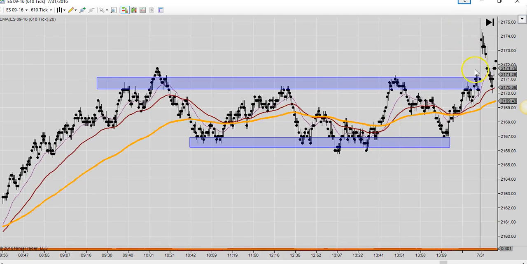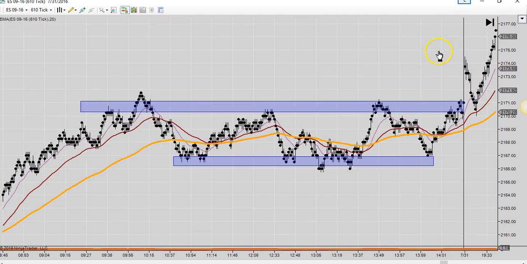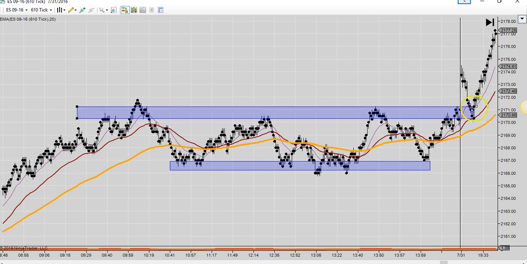And bam, this is obviously news or something, but it definitely broke through. So once I see such a serious breakout, this is where I'm looking to enter this area for another trade because chances are it broke, it wants to continue.